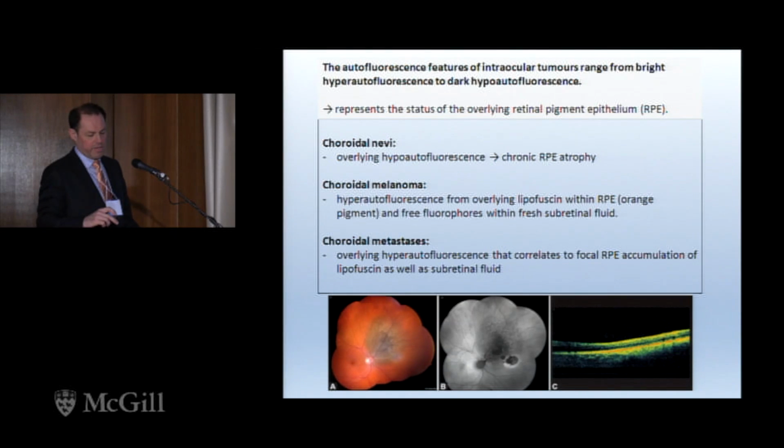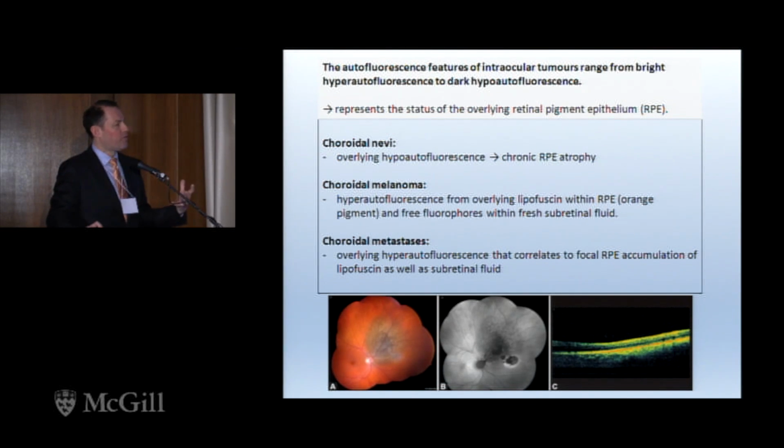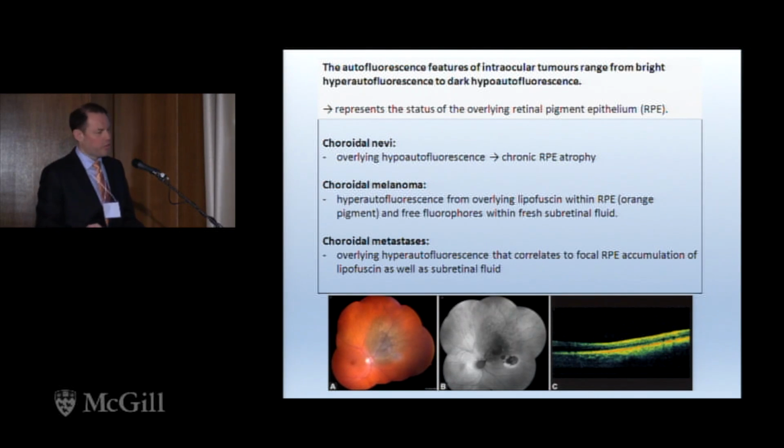When you look at pigmented tumors such as choroidal nevi, you'll see an overlying hypo-autofluorescence oftentimes because of a chronic atrophy of the RPE cells. Whereas with choroidal melanomas, which are a little bit more active, they're creating greater amounts of lipofuscin within the RPE, thus the orange pigment we all know about, and this acts as a fluorophore giving you that brightness on the imaging. Choroidal metastases also behave in a similar manner, especially when there's subretinal fluid present and we see these fluorophores within the fluid itself.